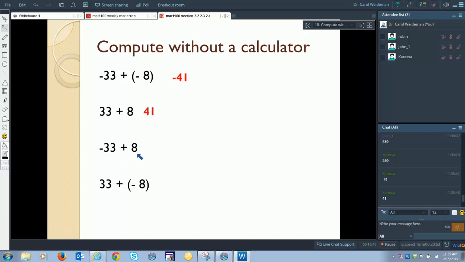Now we get into the opposite signs. So what are we going to do on this one? Negative 33 plus 8. Good. Very good. Negative 25. Now, how about 33 plus negative 8? Now it's going to become positive 25. Yes. Okay, so you see all the different scenarios here. Same sign being added, opposite signs being added. You actually subtract and keep the sign of the larger number. Good job.